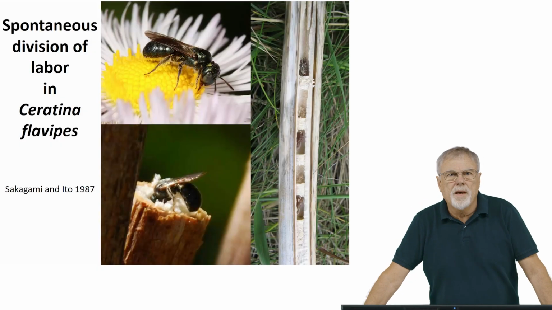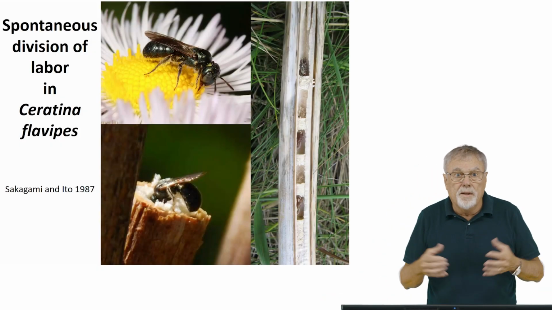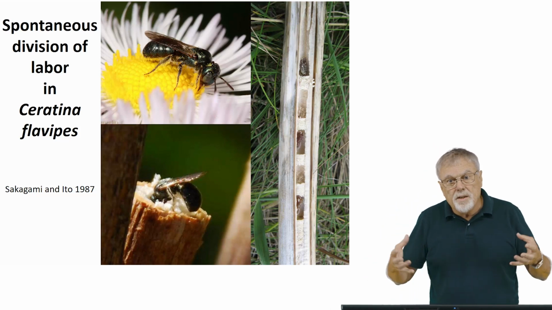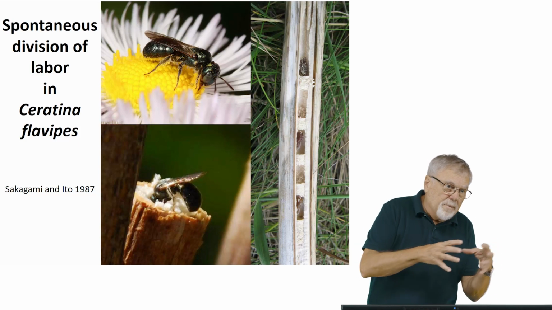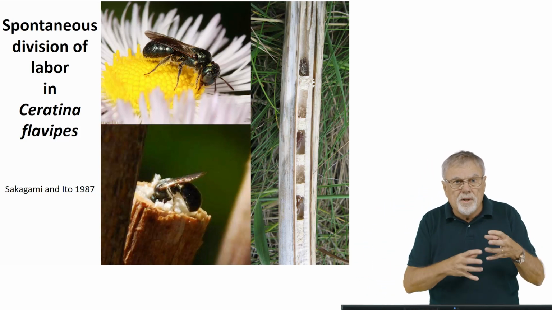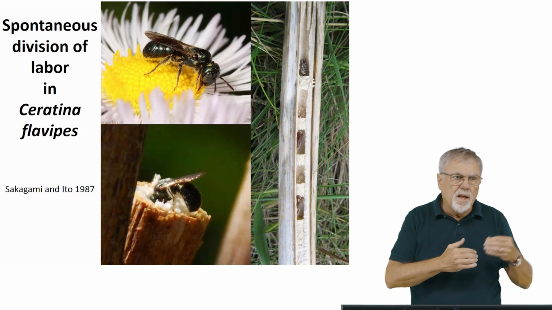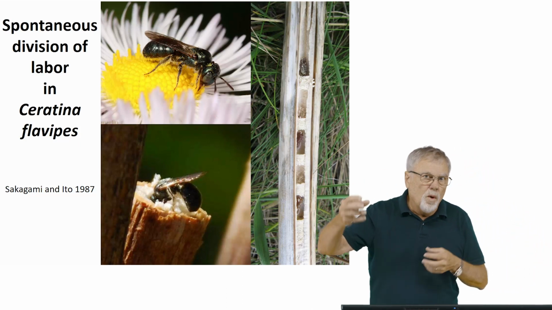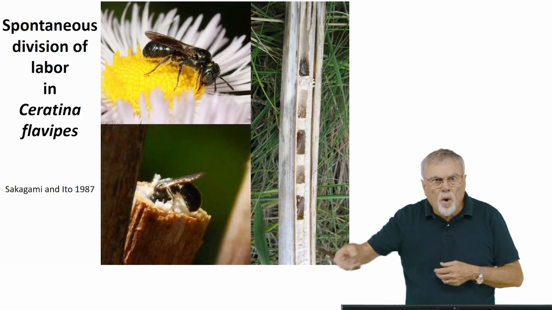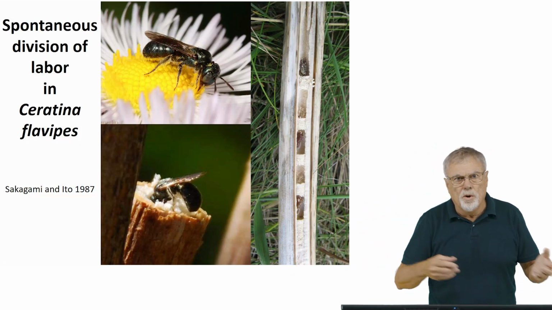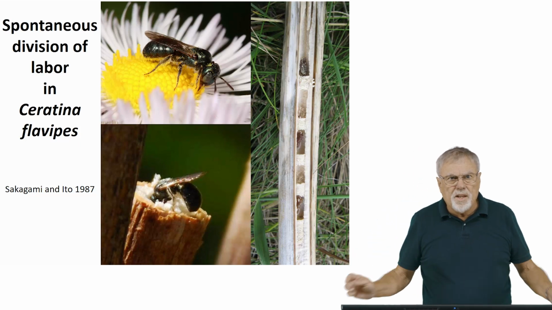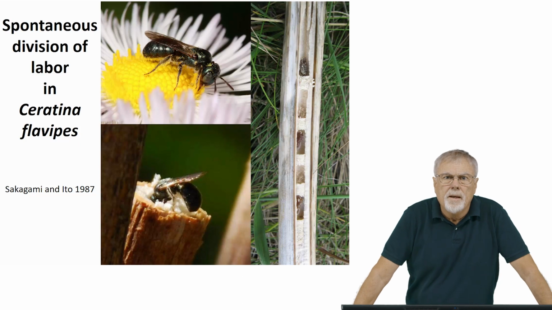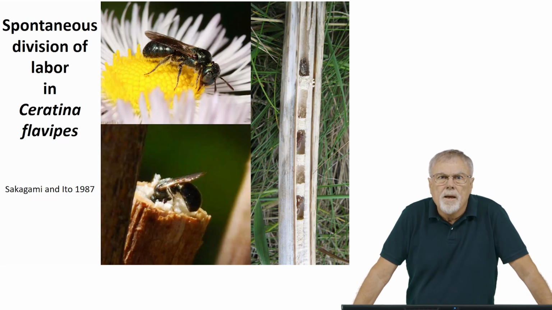Division of labor can arise spontaneously. It's inescapable under certain circumstances. When you get individuals to cohabitate a nest, some individuals have different response thresholds than other individuals for different stimuli. So some are going to be performing one set of behavioral acts more than another individual will perform those behavioral acts. A good example is the spontaneous division of labor that can be generated in Ceratina flavipes.